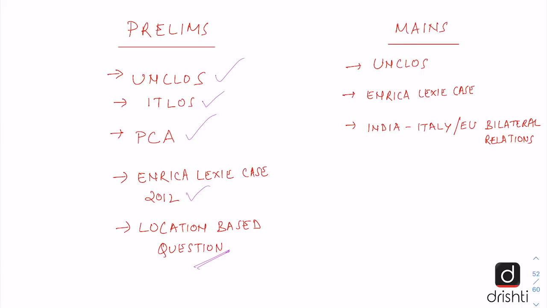In mains, a question can be on UNCLOS, on the Enrica Lexie case in particular, that what has been the verdict and what has India gained out of the verdict and where India has lost out. Also, a question can be on India-Italy bilateral relations. It can also be on India-European Union bilateral relations, and how does this case impact it.